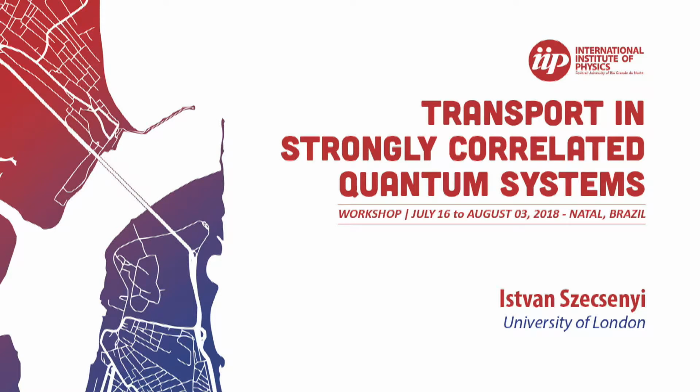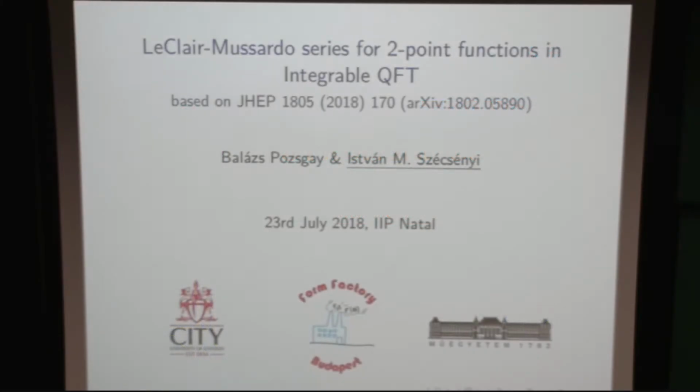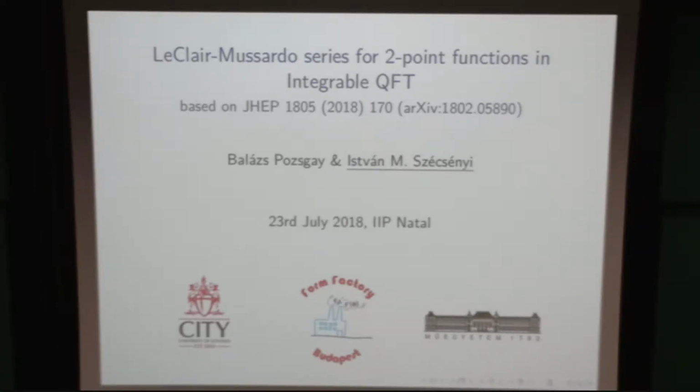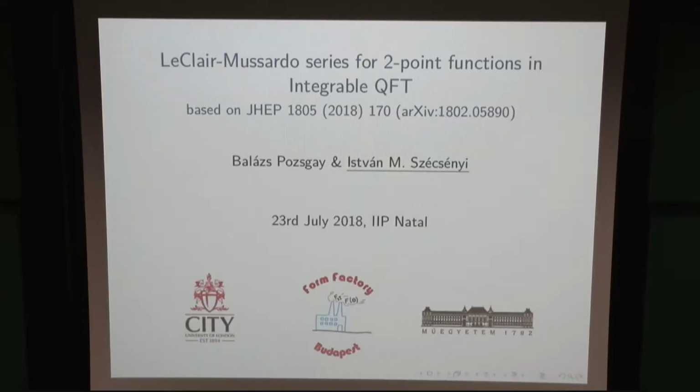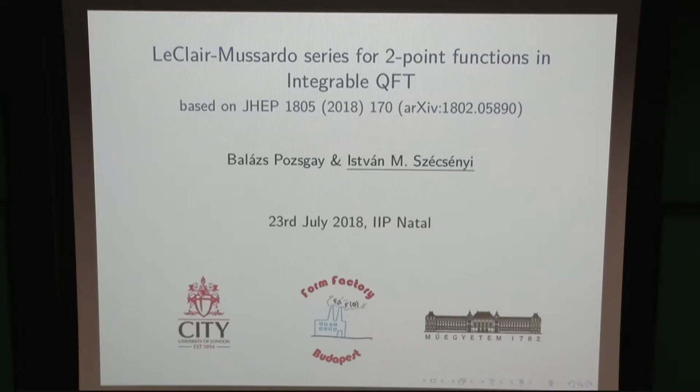My collaborator is Balázs Pozsgai, who's at the Budapest University of Technology. I'm at City University London, and this project is still sort of part of the Form Factory Budapest group work calculation, ensemble. So the title is LeClair-Mussardo series for two-point function in integrable quantum field theories. We published this a few months ago, and you can find it on arXiv.